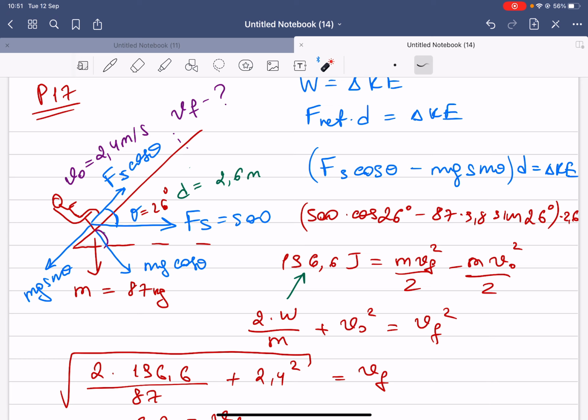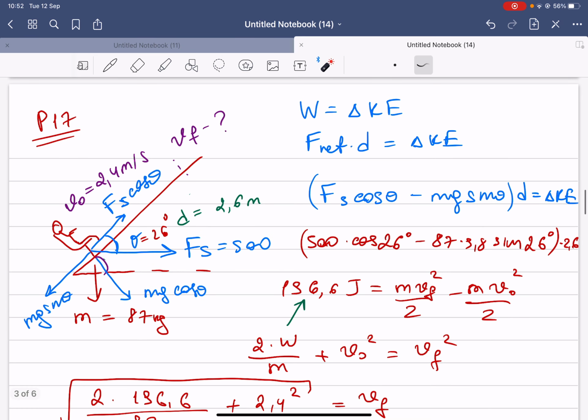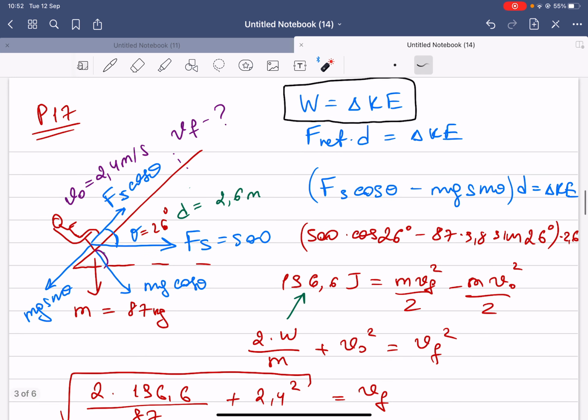Initially, the speed of the professor was 2.4 meters per second, and it has moved a certain distance. At this distance, at 2.6 meters, you have to find the v final of the professor. Now, first of all, we know that the work is equal to the change in kinetic energy. The work itself is equal to F net times d. So what will F net be here?